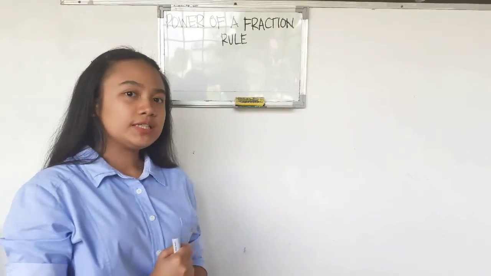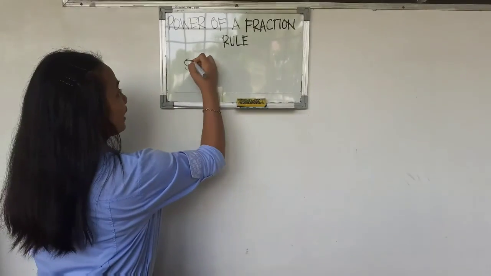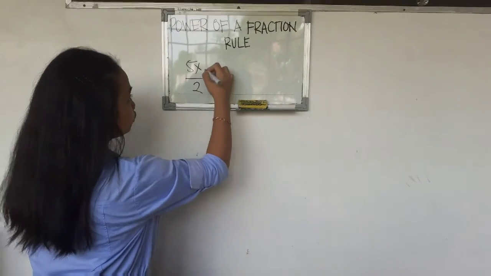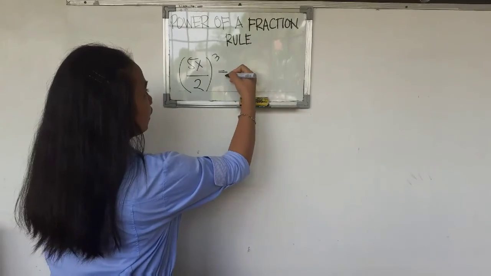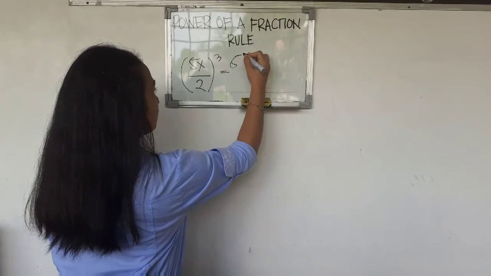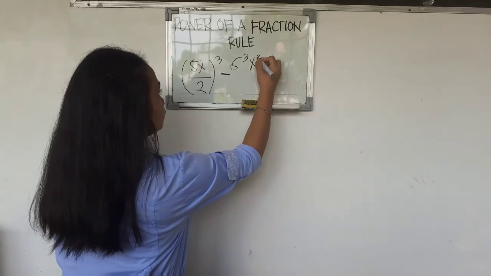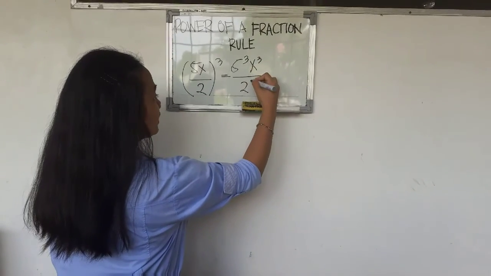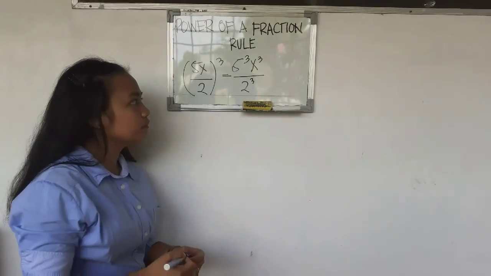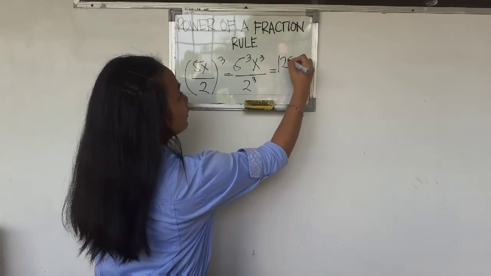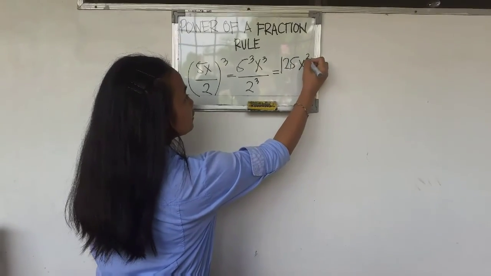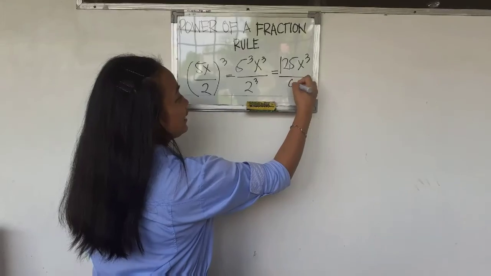For another example, let's have 5x over 2 raised to the power of 3. It will give you the answer of 5 raised to the power of 3 times x cubed over 2 raised to the power of 3. By that, it will give you the answer of 125x cubed over 8.